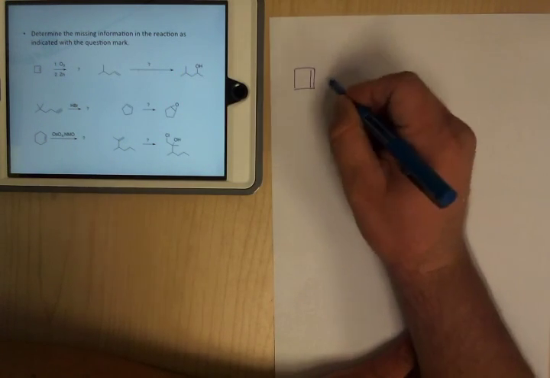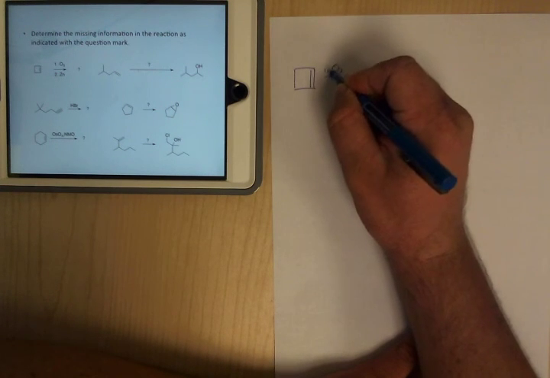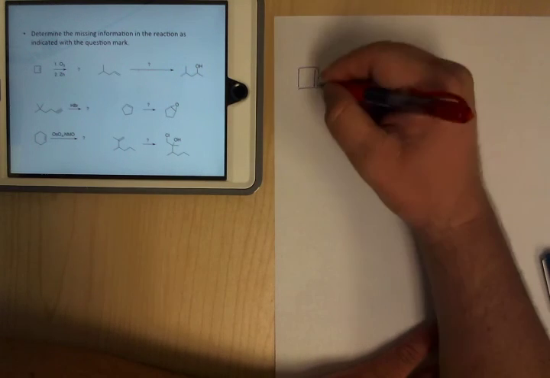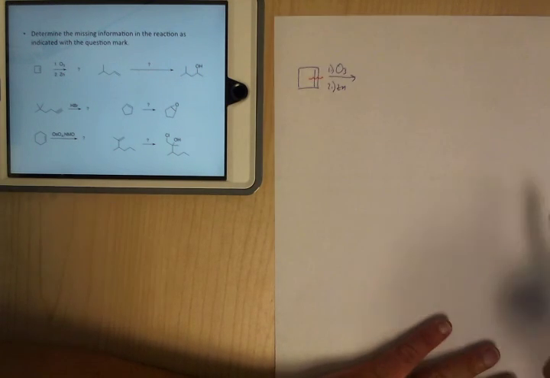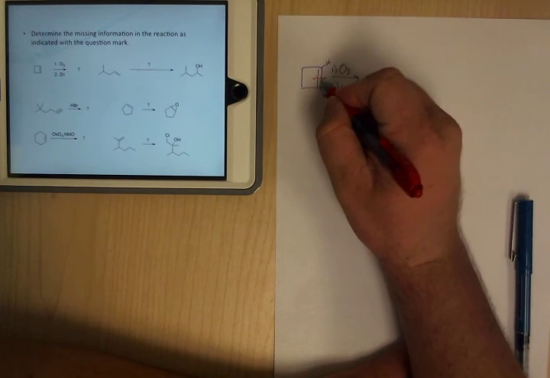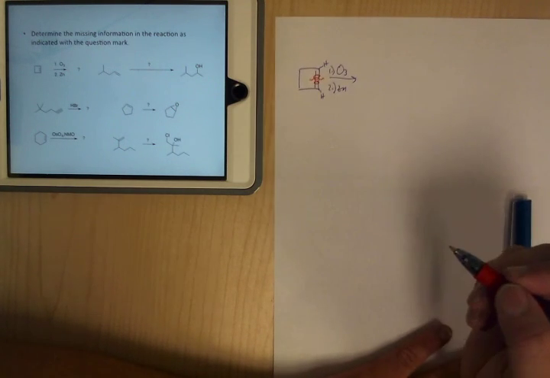So if you have this, you have ozone, presence of zinc. In order to do that, you slice it in half. So remember, there's a hydrogen here. Okay, you slice it in half. You put O's where that double bond is.